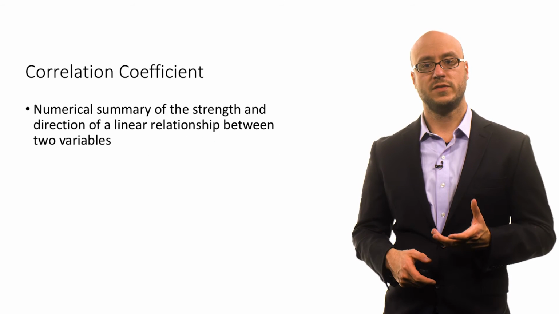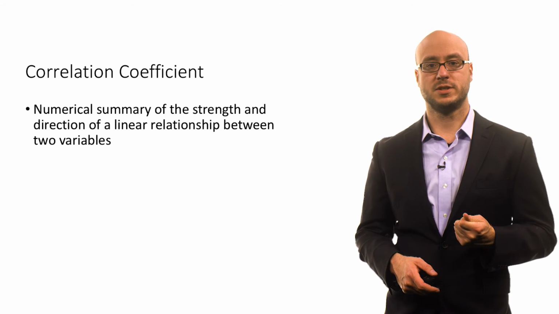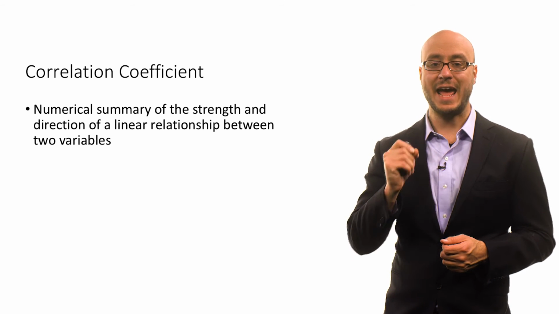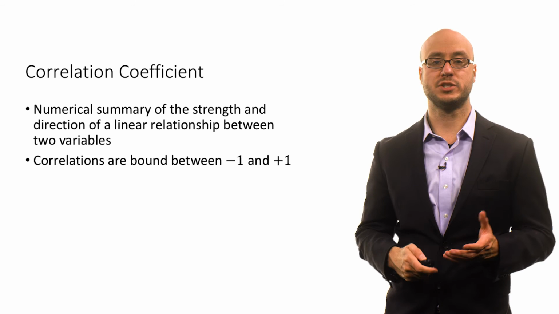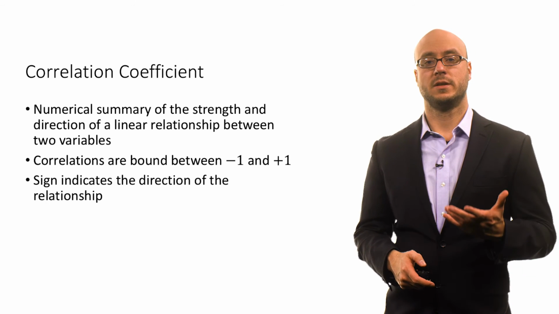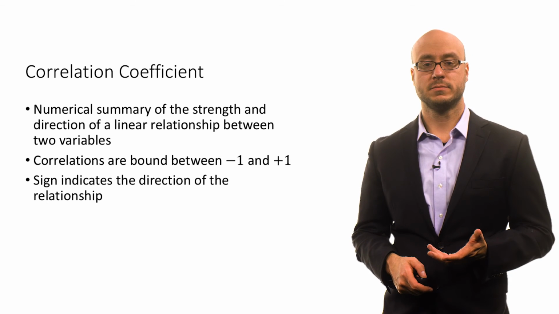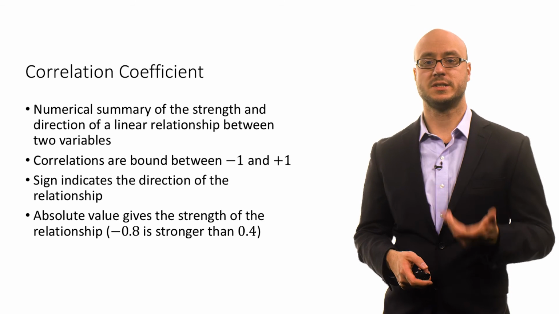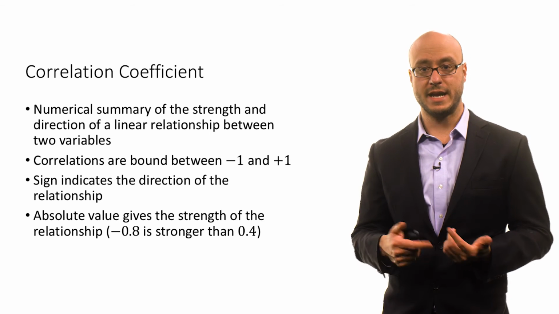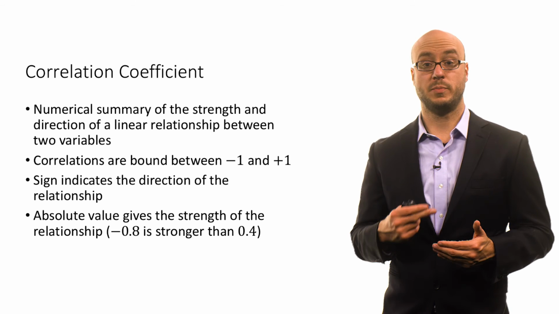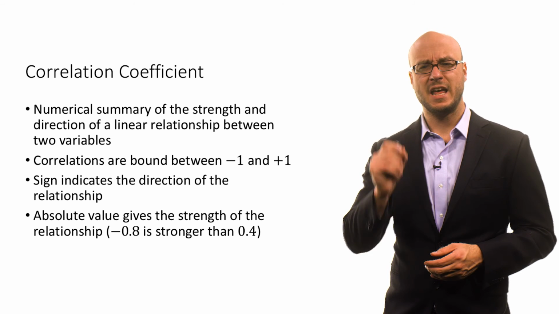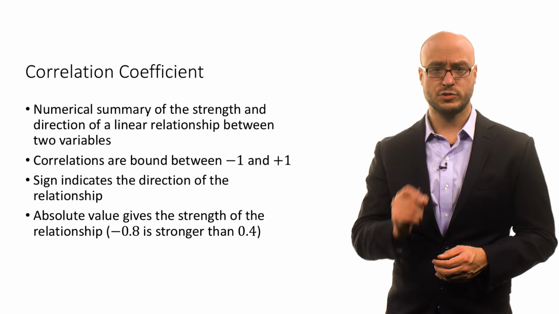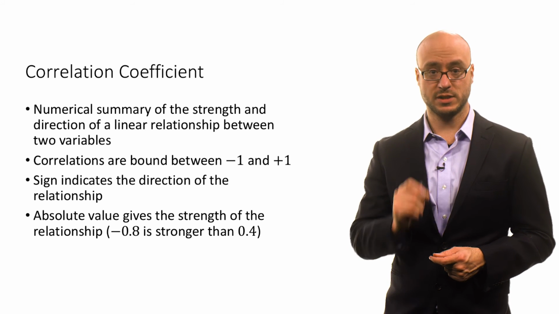The correlation coefficient is a very useful numerical summary. Unlike covariance, it gives both the strength and direction of a linear relationship between two variables. So one nice thing about correlation is that it's very easy to interpret. The sign indicates the direction of the relationship, either negative or positive, and correlations are bound between -1 and +1. The absolute value of a correlation coefficient will give you the strength or magnitude of that linear relationship.